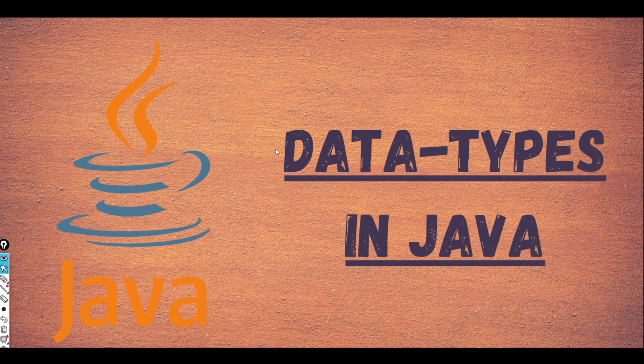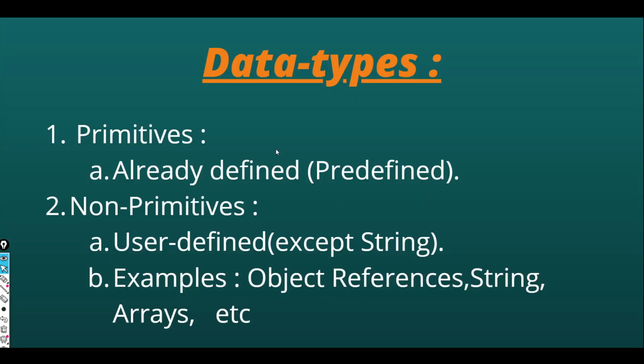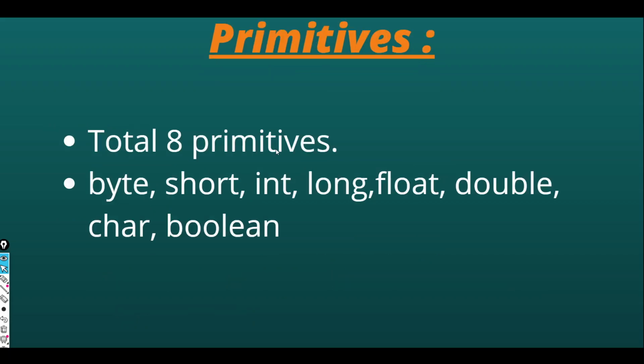So previously we covered what data types are. We started with data types and saw there are two types: primitives and non-primitives. We said we don't have to worry about non-primitives now, so we started with the primitives. I said there are a total of 8 primitives, and they are byte, short, int, long, float, double, char and boolean. I classified the primitives into 4 sections.